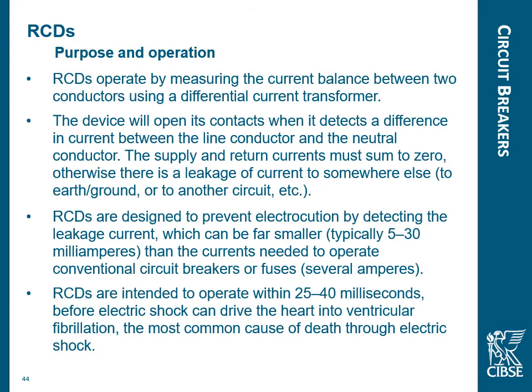What an RCD does, it looks for a current imbalance, typically 5 to 30 milliamps. That's 5 to 30 thousandths of an amp. And if it sees that imbalance in the circuit, it will trip the circuit, it will turn that circuit off in round about 25 to 40 milliseconds. That's 25 to 40 thousandths of a second. So it turns it off instantly to stop people getting electric shocks.